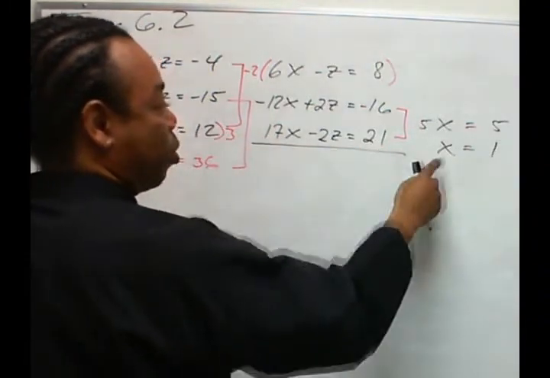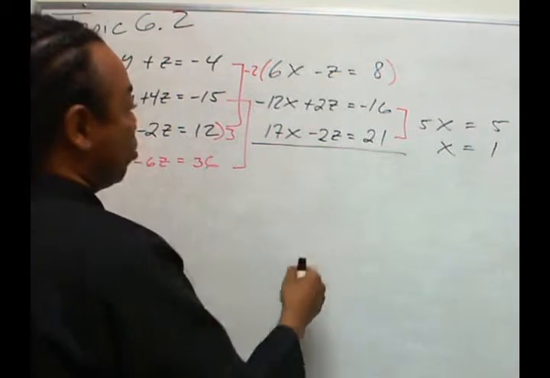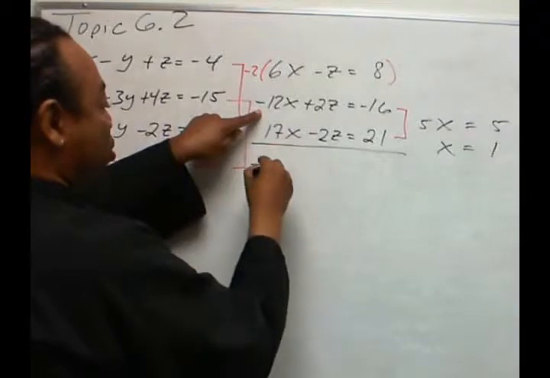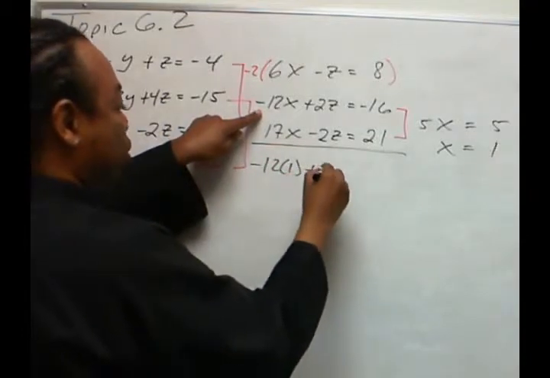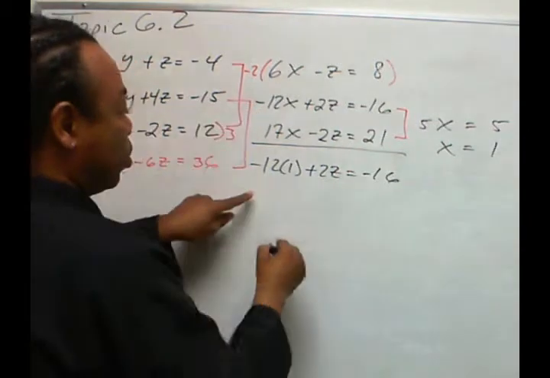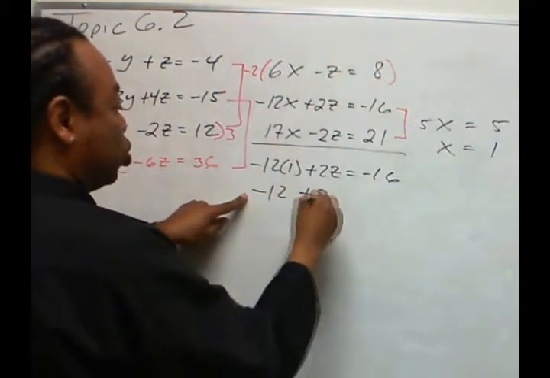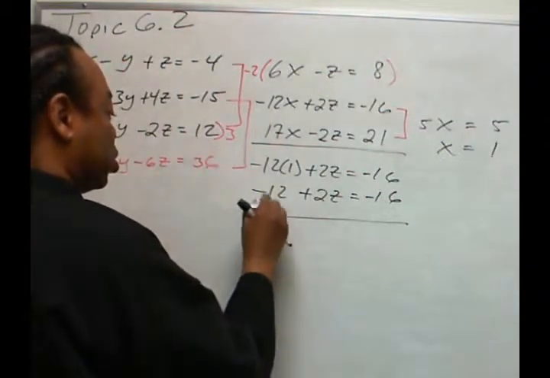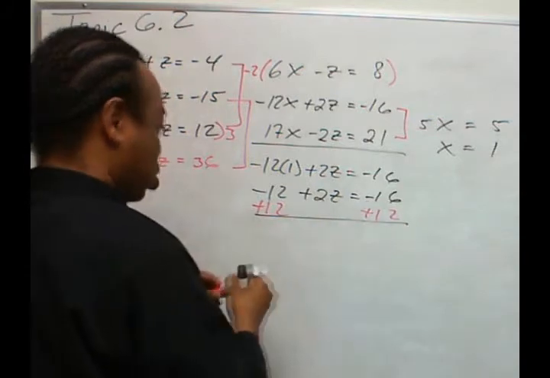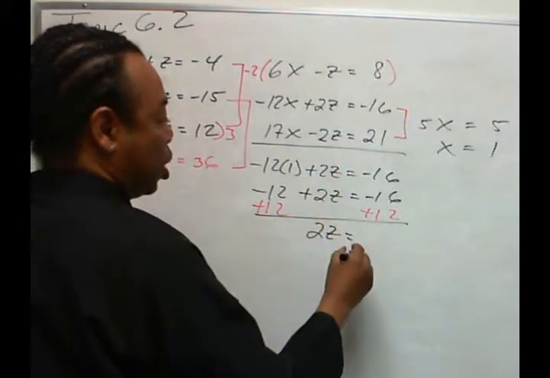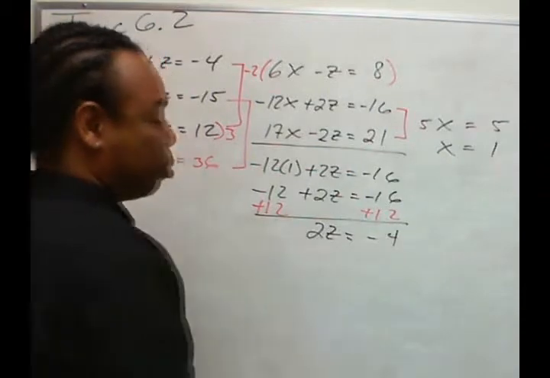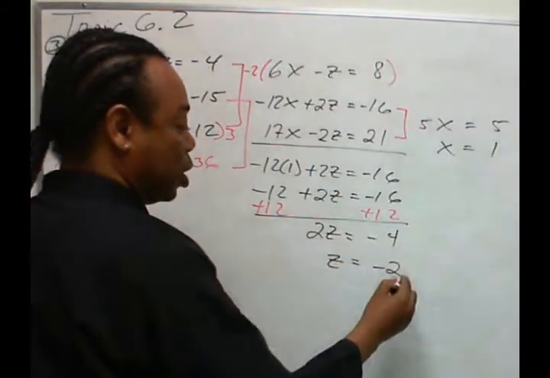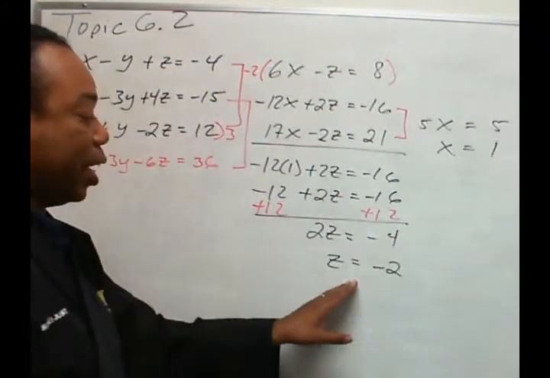Now let's back up and replace one of the x's with 1. Let's replace this x right here. So we have negative 12 times 1 plus 2z equals negative 16. This gives us negative 12 plus 2z is negative 16. And when we add 12 to both sides, we end up with 2z equals negative 4. 2z equals negative 4 implies that z is negative 2. So now we've solved for x and z.